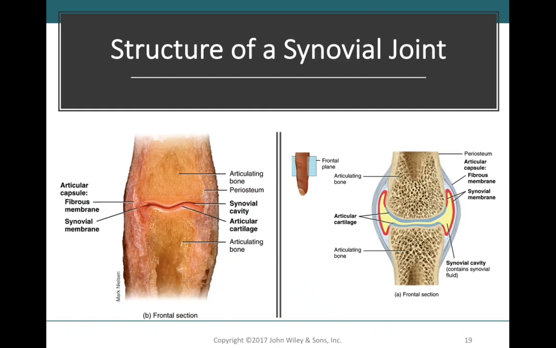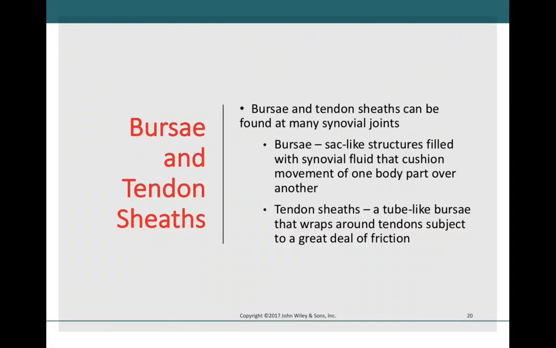So this is what's going on at the ends of long bones. When we take two long bones and stick them together, this is what we will see at their point of connection. So this is the structure of a synovial joint. Now I just want to draw a little distinction here between bursae and tendon sheaths. Both of these are structures that contain synovial fluid, but their arrangement and shape is a little bit different.